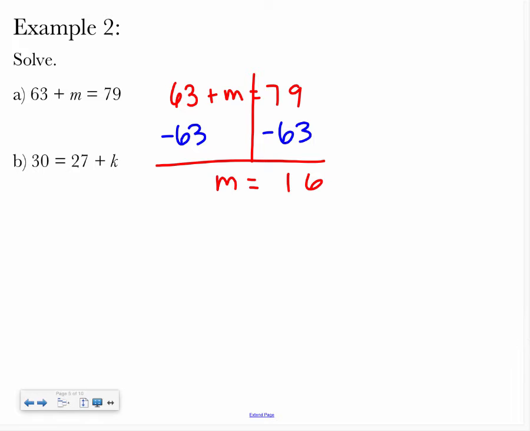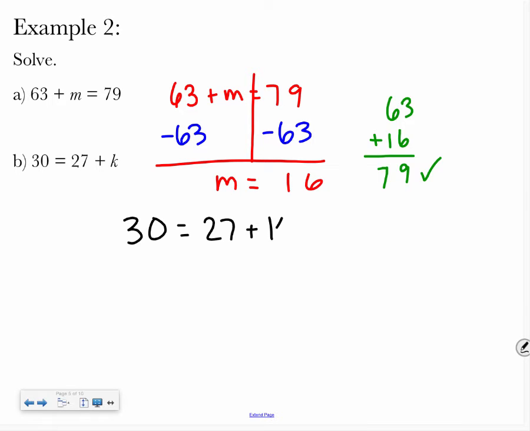And you can check it by plugging it back in. So we have 63 plus 16. Does that equal 79? 3 plus 6 is 9. 6 plus 1 is 7. 79. So we know that answer checks out. Let's look at our next one.